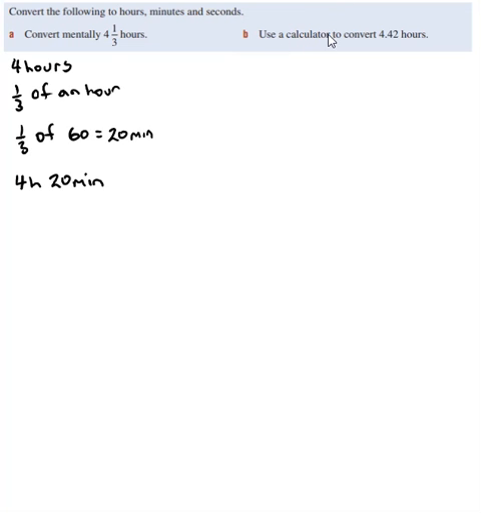Now, have a look at this one. It says, use a calculator to convert 4.42 hours into hours, minutes and seconds. So we've got 4 hours, and we've got 0.42 hours as well, or 0.42 of an hour. So again, I'm going to do the same thing as I did in the first example. I'm going to do 0.42 times 60.